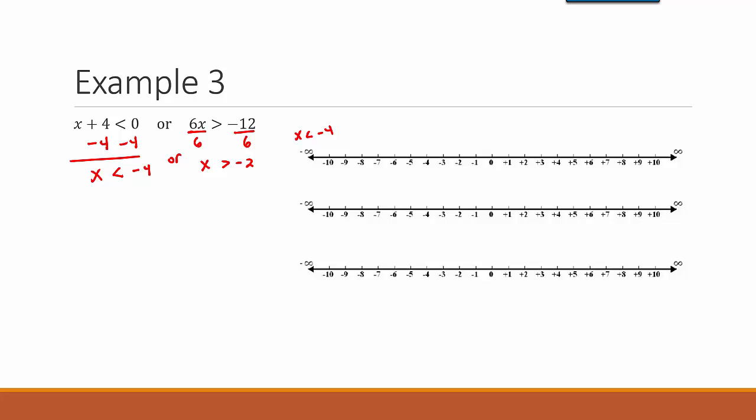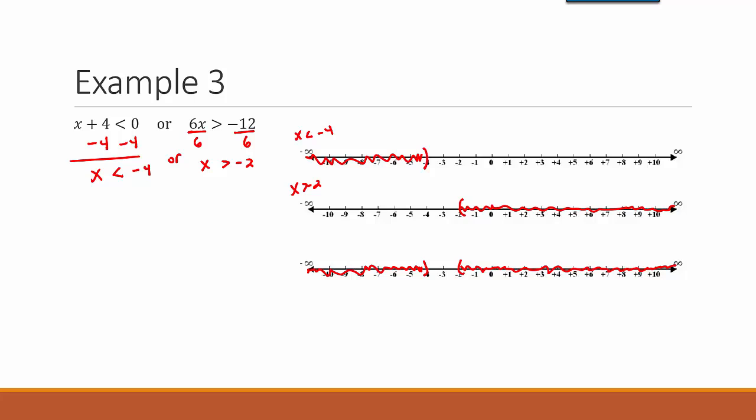Okay, so looking at the graphs of each one of those, x is less than negative 4, parentheses at negative 4, shading to the left. X is greater than negative 2, parentheses at negative 2, shading to the right. So if I merge those two graphs together, then we have a little gap there. We have from negative 4, shaded to the left. Then we have from negative 2, shaded to the right.